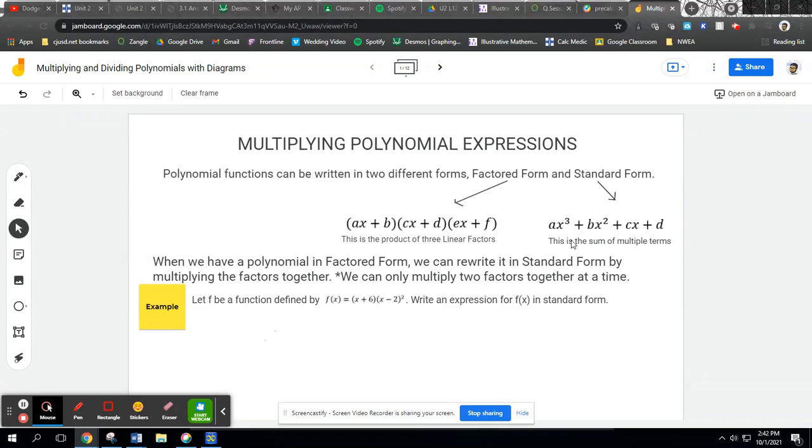A standard form polynomial is the sum of multiple terms. So it's separated by addition, or if one of these values happens to be negative, these could be subtraction. But still, it's technically the sum of multiple terms. It's going to be important to convert between forms. This video is going to show us how to convert from factored form to standard form. So when we have a polynomial in factored form, we can rewrite it in standard form by multiplying the factors together. It's important that we can only multiply two factors together at a time.